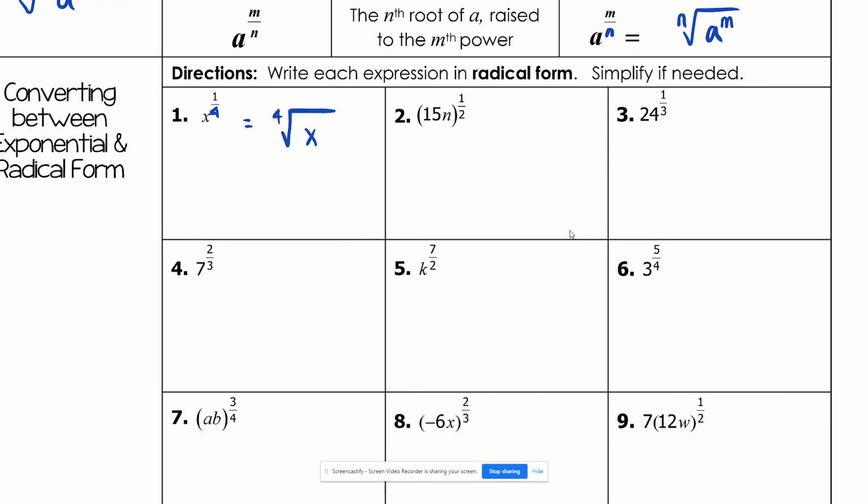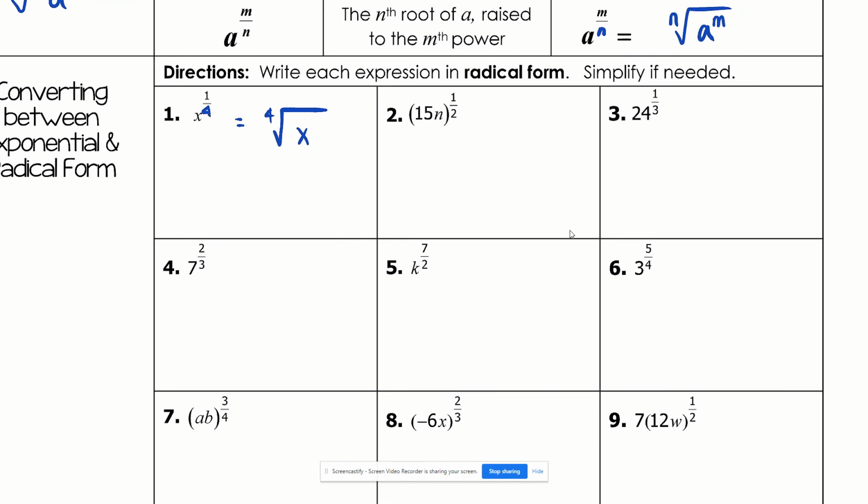So let's work through some of these. I want you to notice how this whole thing is raised to the fractional exponent. The whole thing. So therefore, I'm going to write my radical.